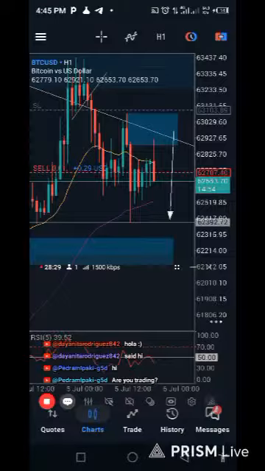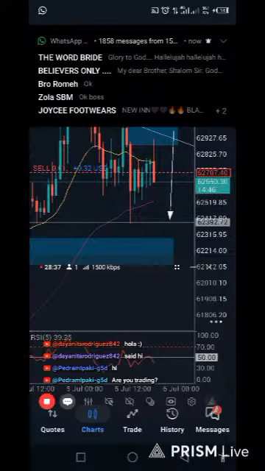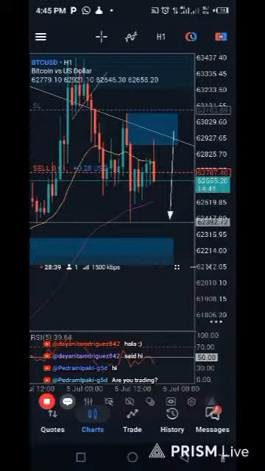Bitcoin wave. The wave is a downtrend right now, and we are concluding on the wave C. If you don't understand what waves are, we're talking about Elliott wave.